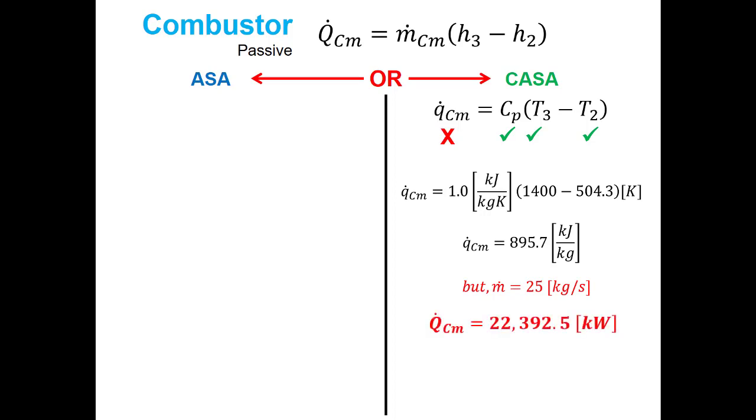But I know that the mass flow rate is 25 kilograms per second, so I can multiply this whole thing by 25 kilograms per second. I'm going to watch my units. The kilograms are going to cancel out, and I'll get kilojoules per second, which is kilowatts. And I see that the heat that enters the system, or the rate of heat transfer into the combustor, is 22,392.5 kilowatts.